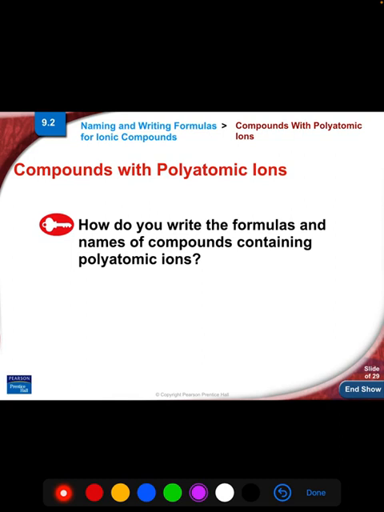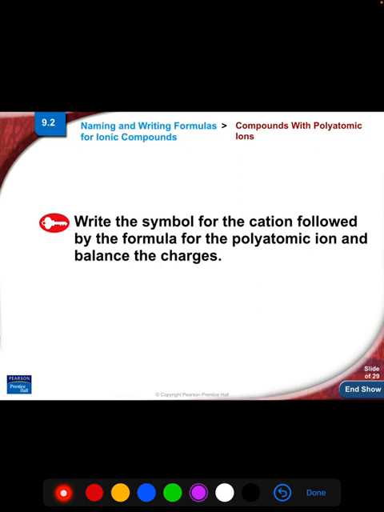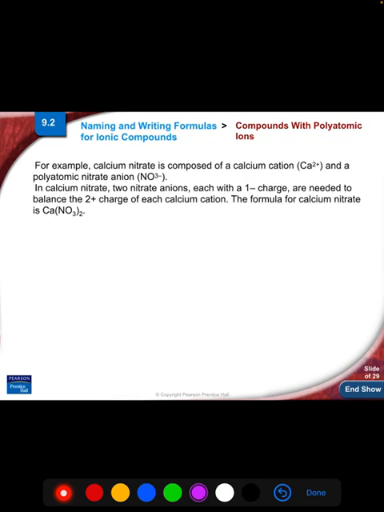How do you write the formulas and names of compounds containing polyatomic ions? You do it the same way you did with binary compounds, except now instead of two individual ions, you may have one or two polyatomic ions coming together, a positive and a negative one. So you write the formula for the cation followed by the formula for the polyatomic ion, and you balance the charges, just as we did before. For example, calcium nitrate. Calcium is that group 2 metal with a 2+ charge, and nitrate is a polyatomic ion, one of the more common ones, with a single minus charge.